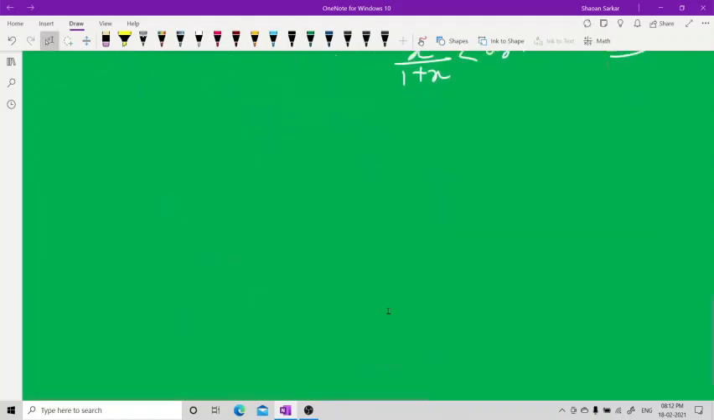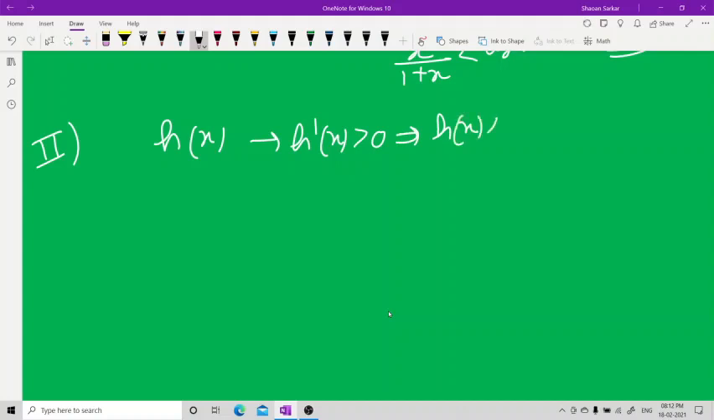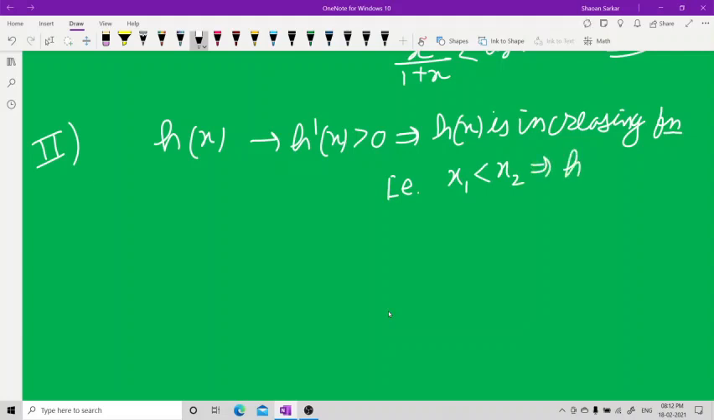Now we will do the second method. Here you need the idea of a function h(x). If h dash x is greater than 0, it implies h(x) is an increasing function. That is, if I take two points, x1 less than x2, it implies h(x1) is less than h(x2).